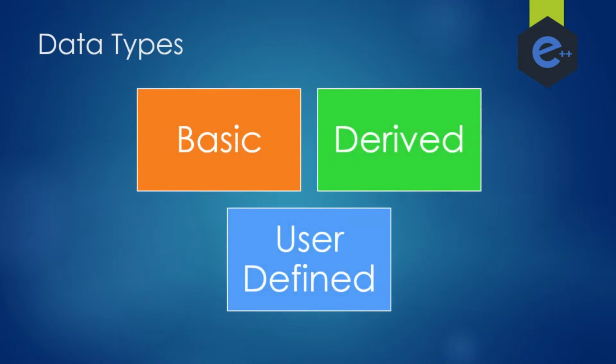Data types are of three types. 1. Basic, which are also called primitive or primary data types. 2. Derived, which are derived from basic data types. 3. User-defined, which are defined by the user. We will learn each of these data types one by one.